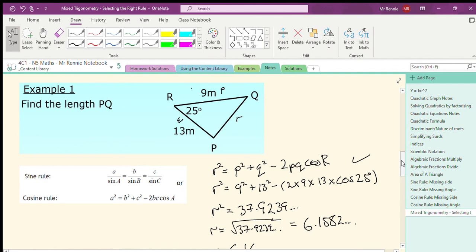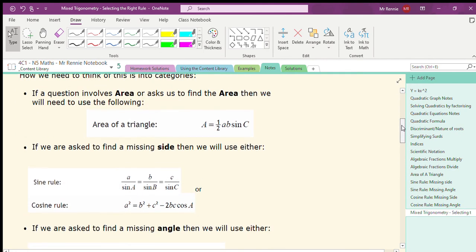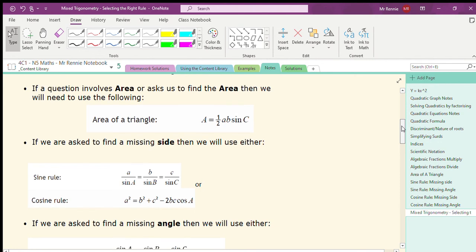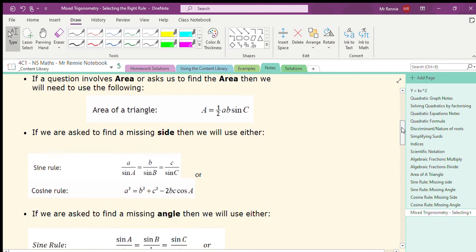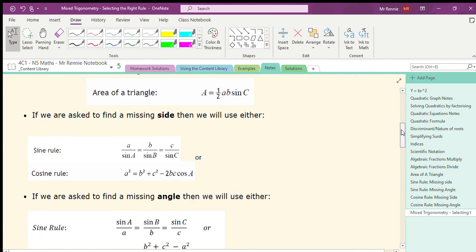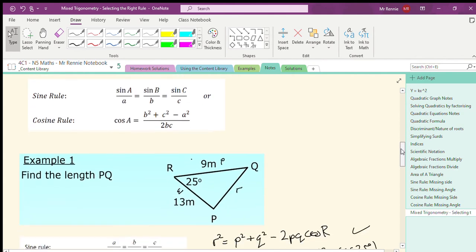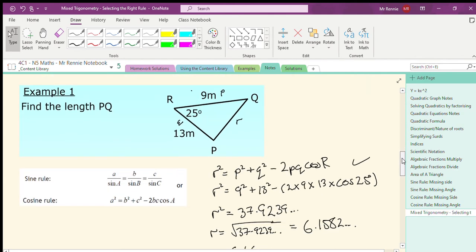So I'm just going to show you my checklist one more time. There's the key bit to make sure you've got that copied down. If you've got a question that involves area, you have the area of a triangle rule. Bit easier to spot. If we're asked to find a missing side, then we've got the sine rule and the cosine rule written there. And if we want to find a missing angle, we've also got a sine rule and a cosine rule for a missing angle. My advice, always check the cosine rule first.